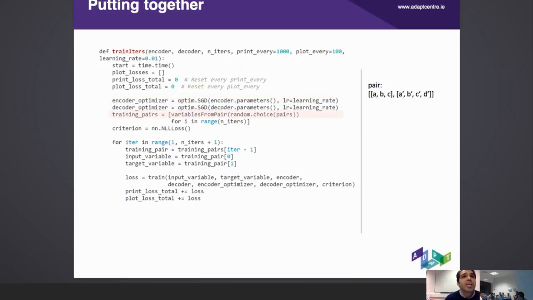Then we have our training pairs. If you remember, I mentioned that each training sample is a tuple like this, and each element of this pair is one sentence. This shows the source sentence, and this shows the target sentence. Then we define our cost function, which is negative log likelihood. That's the most basic and the most common choice for neural machine translation.